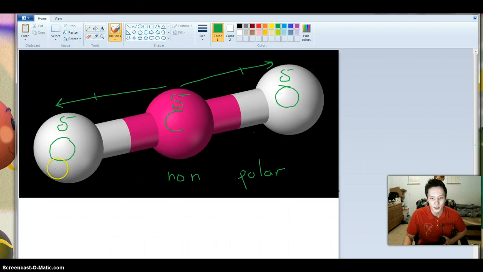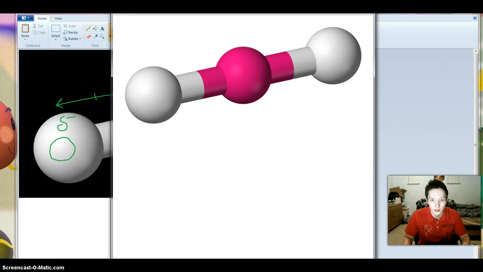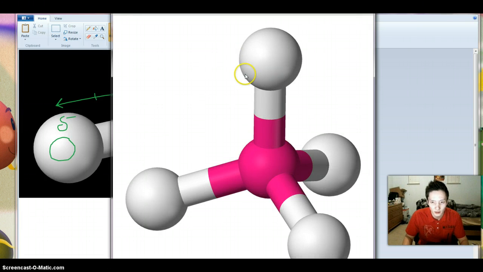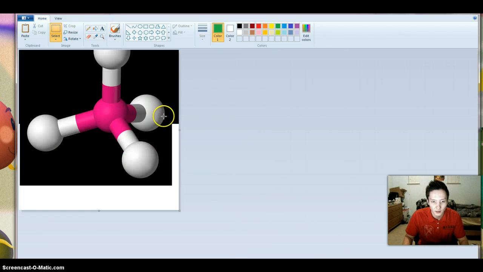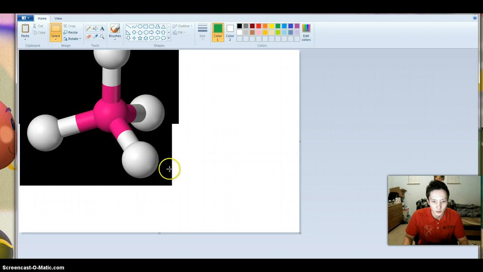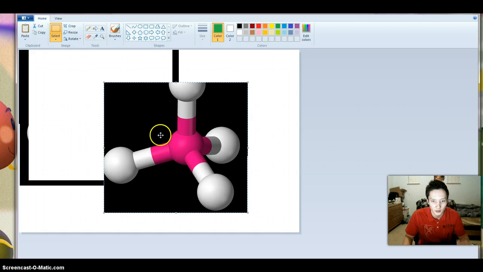Now this was an easy example because carbon dioxide is a linear molecule. But if we take a look at something else that's a little more tricky, like this guy over here, a tetrahedral, okay, we have a tetrahedral shape going on over here.